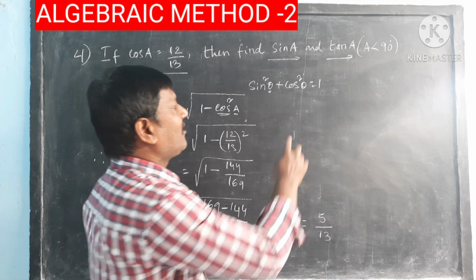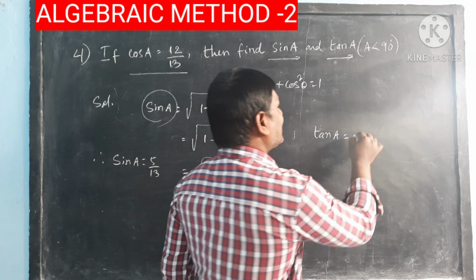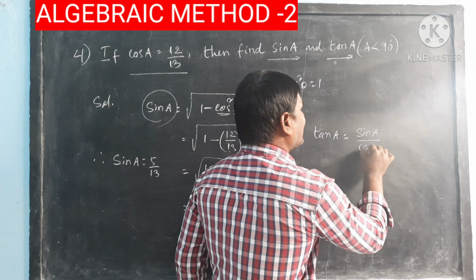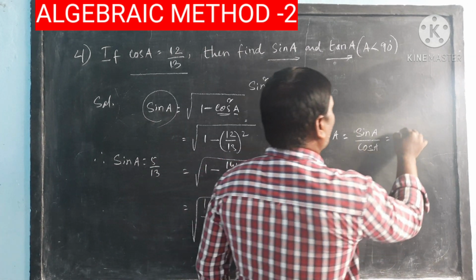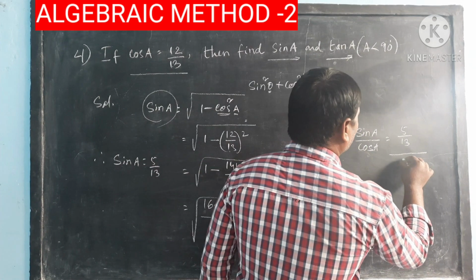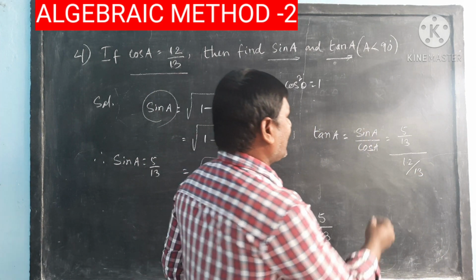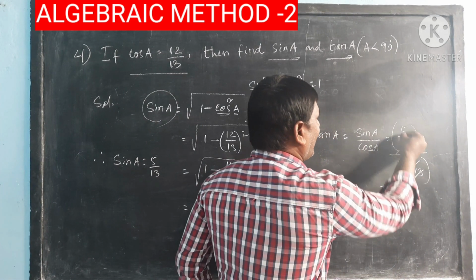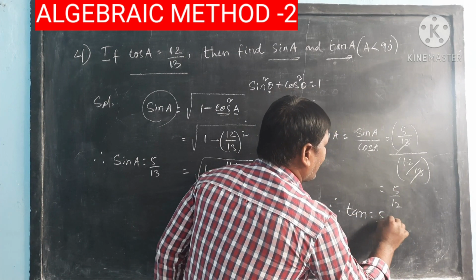Same way you can find the value of tan theta, that is tan A. We know that tan theta is equal to sin theta by cos theta, so you can write sin A by cos A. Now substitute the value of sin A and cos A. Sin A we found here 5/13, and all divided by cos A, which is given in the question, that is 12/13. Now we can cancel the denominators, that is 13 and 13. Then we get 5/12. Therefore tan A is equal to 5/12.